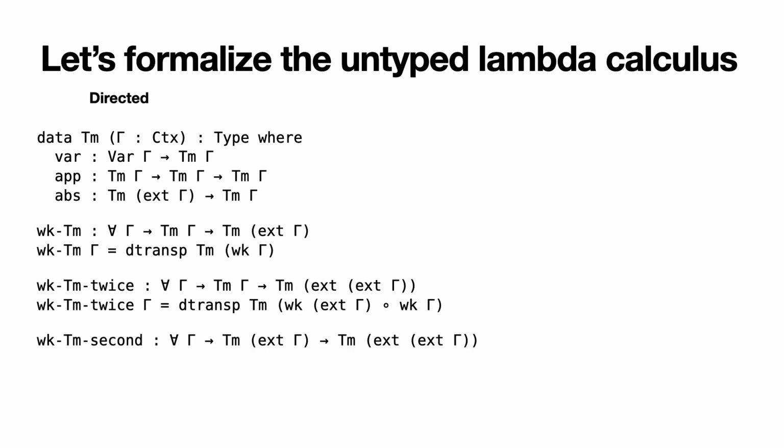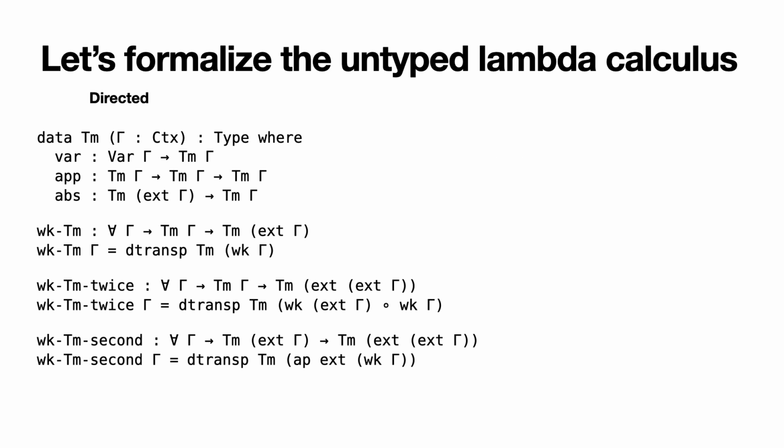And similarly, what if we wanted to weaken by inserting the new variable in the second position instead of the first position? So like what we do when we go inside a lambda. Well, we also happen to know that all of our morphisms are congruent. So in particular, we can transport along the morphism we get by applying the extend function or constructor to the weakened gamma morphism to get this morphism that we want.